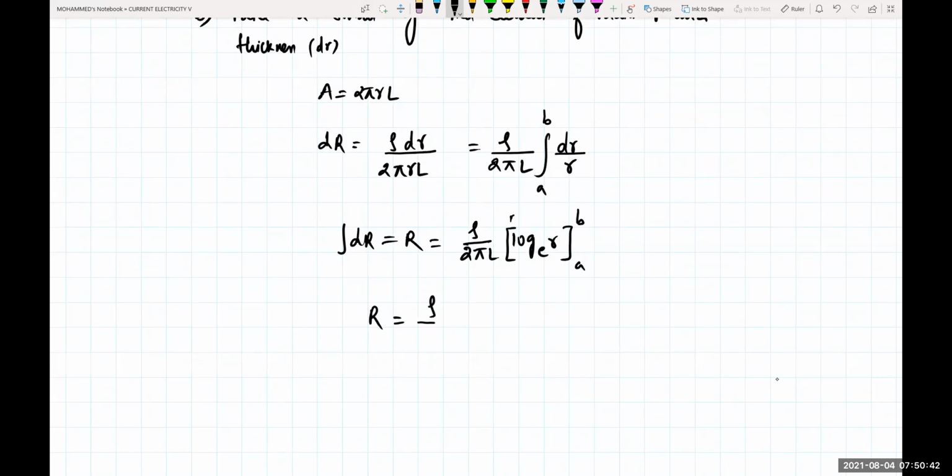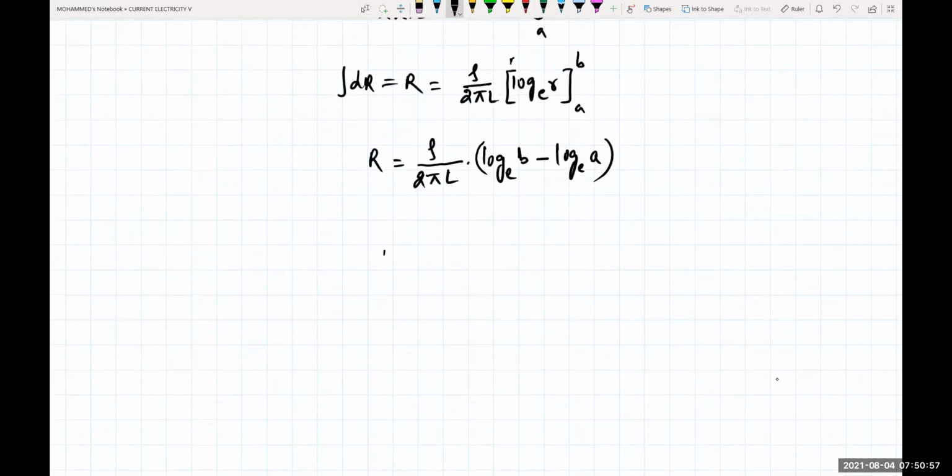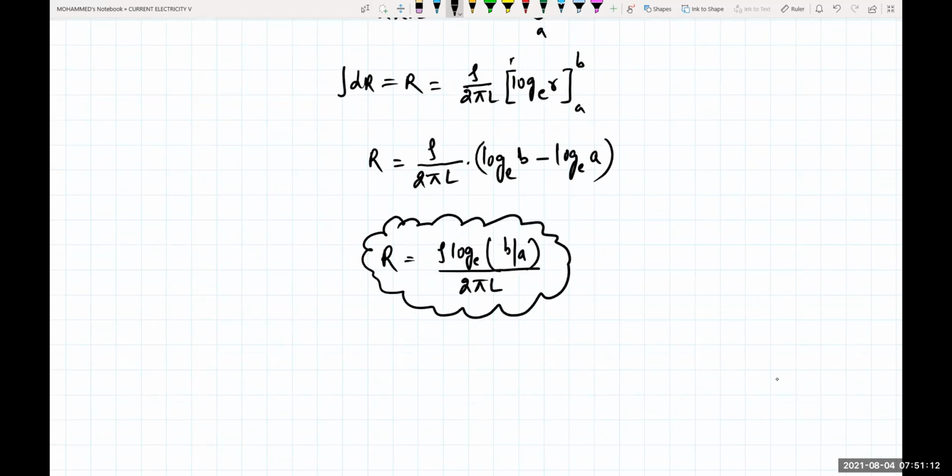So R is equal to rho divided by 2 pi L into log of e, in the place of r the upper limit B minus the lower limit A. So this will become R is equal to rho into log of e B by A divided by 2 pi into L. So this will be the resistance for this. R is equal to rho into log of e B by A divided by 2 pi L. Is that clear for everyone?